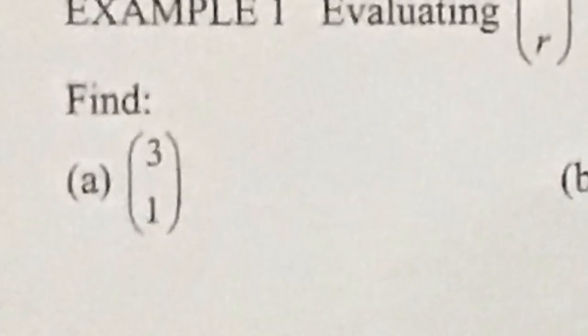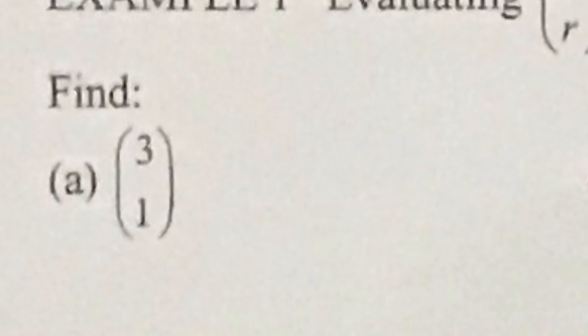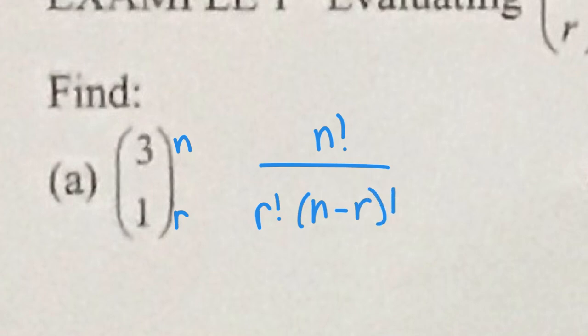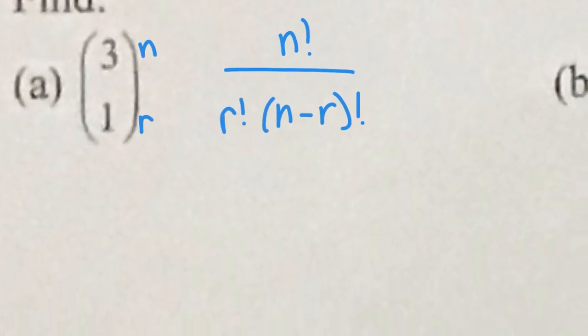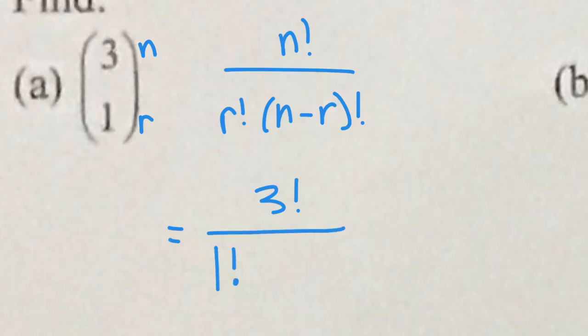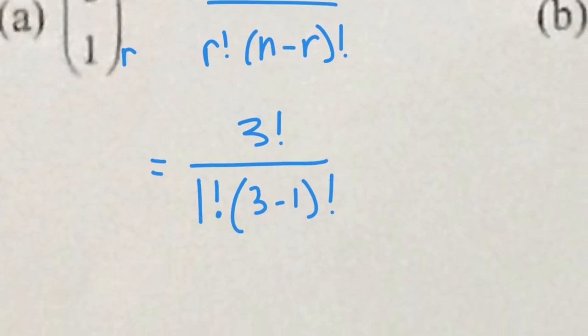Okay, so here we're going to evaluate 3 choose 1. 3 options. How many ways can we choose one of them? So this is your n, and this is your r. This is your formula: n factorial divided by r factorial times n minus r factorial. This becomes 3 factorial over 1 factorial times 3 minus 1 factorial. So 3 factorial over 1 factorial, 2 factorial.